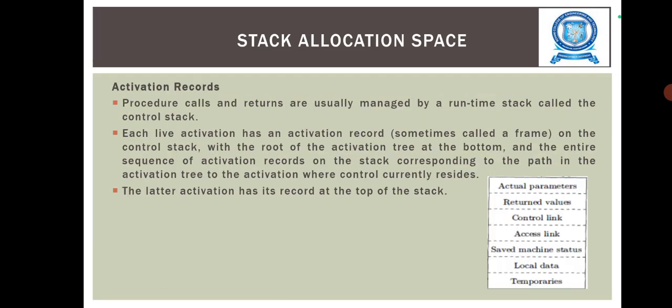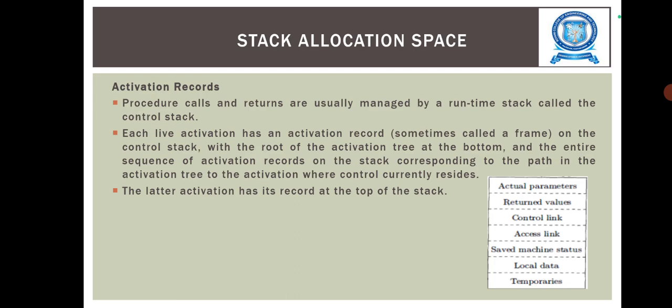Next, we are going to see the activation record. Procedure calls and returns are usually managed by a runtime stack called the control stack. Each live activation has an activation record, sometimes called a frame, on the control stack, with the root of the activation tree at the bottom and the entire sequence of activation records on the stack corresponding to the path in the activation tree to the activation where control currently resides. The latest activation has its record at the top of the stack. This diagram shows actual parameters, return value, control link, access link, saved machine status, local data and temporaries.